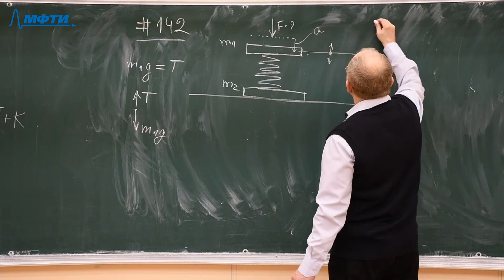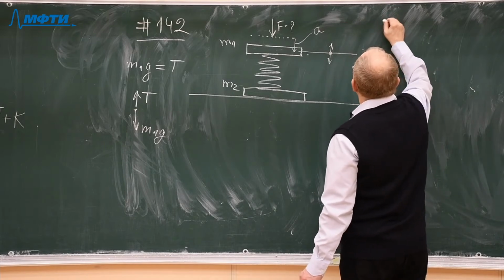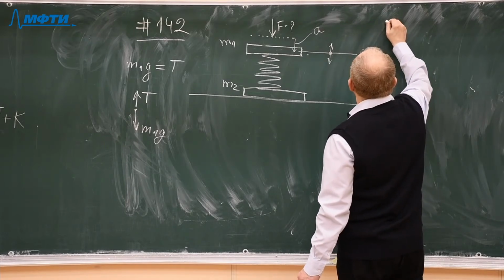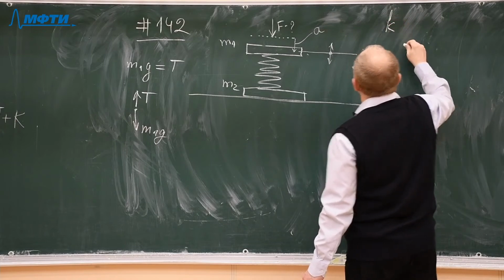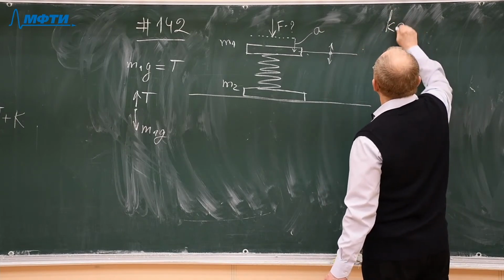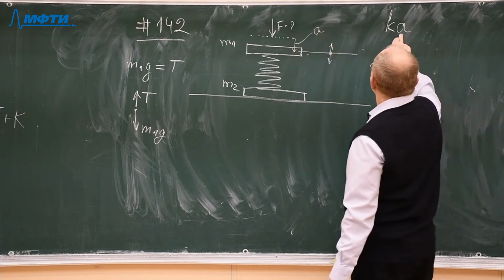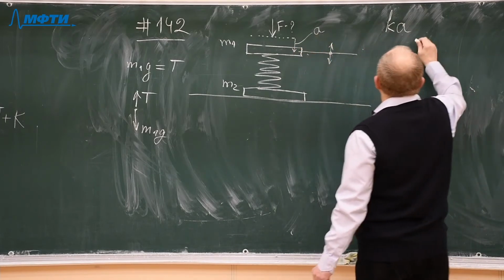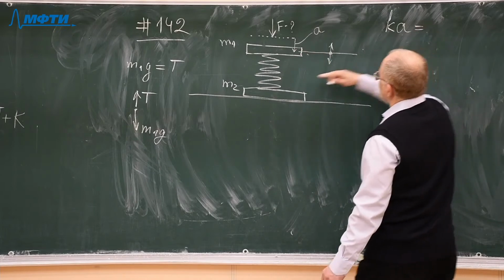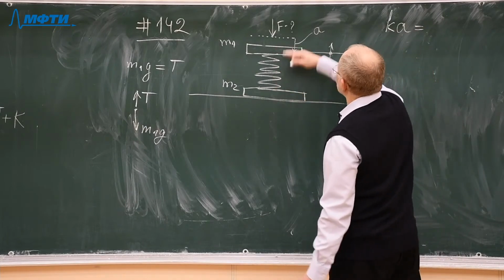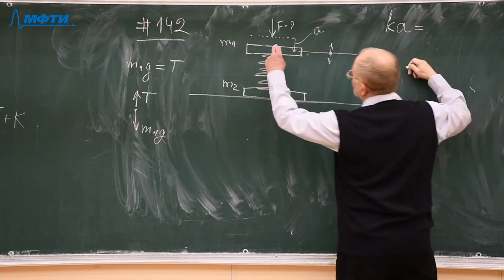And we know that the coefficient of rigidity of the spring times a, the compression amount, is the force with which the spring reacts to such compression, and it's equal to the weight of the first plate.